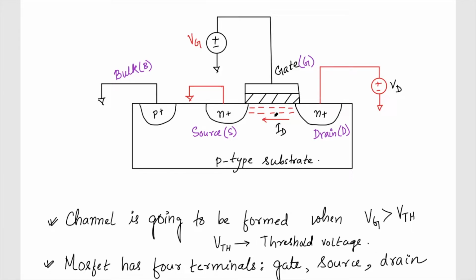It is also possible that we can make a channel of holes. We can make a channel of holes by using a similar kind of phenomenon. Of course, then we need to change N to P and P to N. Let's see this another type of MOSFET. This kind of MOSFET where we have formed the channel of electrons is called NMOS. This kind of formation of the channel of electrons, which is negative, is called NMOS.